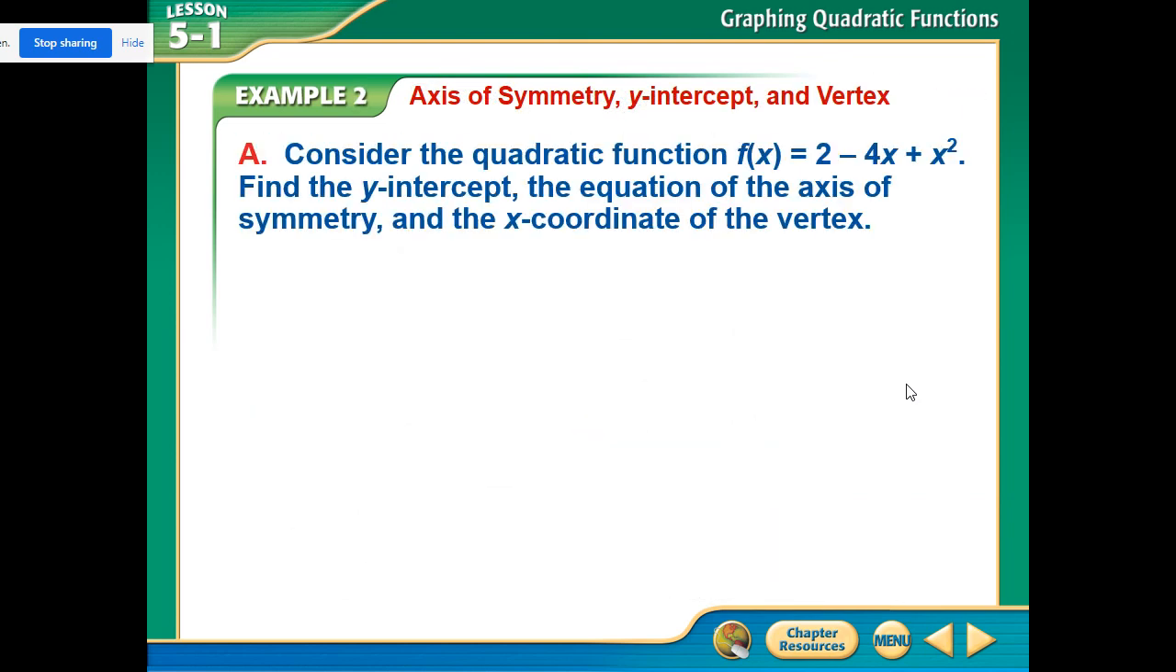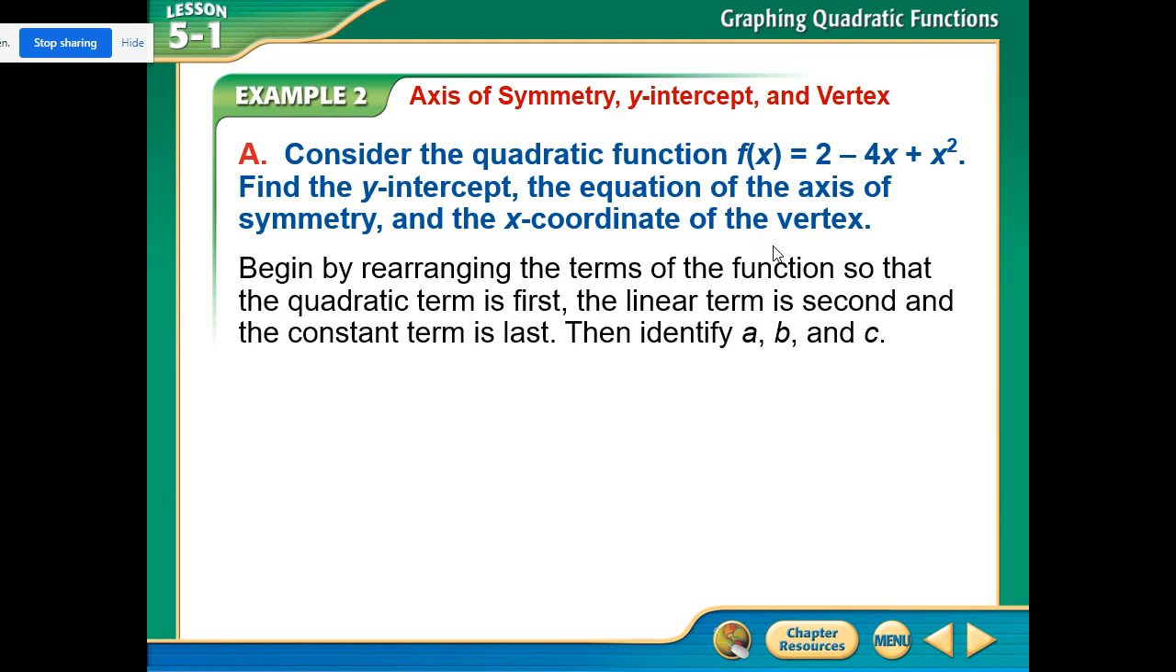All right. Consider the quadratic formula, 2 minus 4x plus x squared. Notice they put it backwards. We can type it in the calculator this way, or if you want to type it in so that it fits normally, that's fine. The calculator has no problem with that. We want to find the y-intercept, the axis of symmetry, and the vertex. I'm going to go through the different steps to do it algebraically, but again, you can do it with your calculator too.